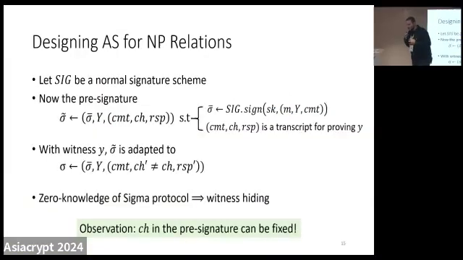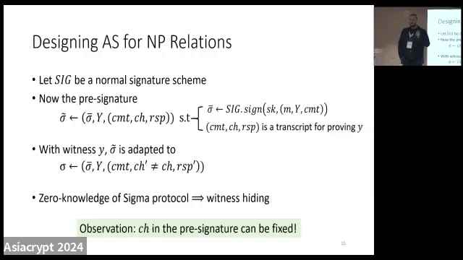So now we take Dial's construction and modify it as follows. The pre-signature now is S bar, the statement, and a transcript of a Sigma protocol. And S bar is, of course, the call to the underlying signature scheme with respect to the message, the statement, and now the commitment. Basically, the transcript just proves knowledge of y. Then, in order to adapt, what you simply have to do is keep the same commitment and respond to a different challenge. And witness hiding follows simply from the zero knowledge property of the Sigma protocol.